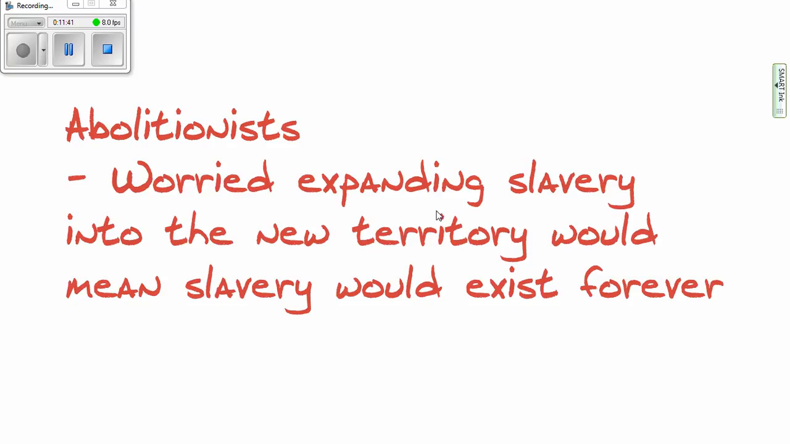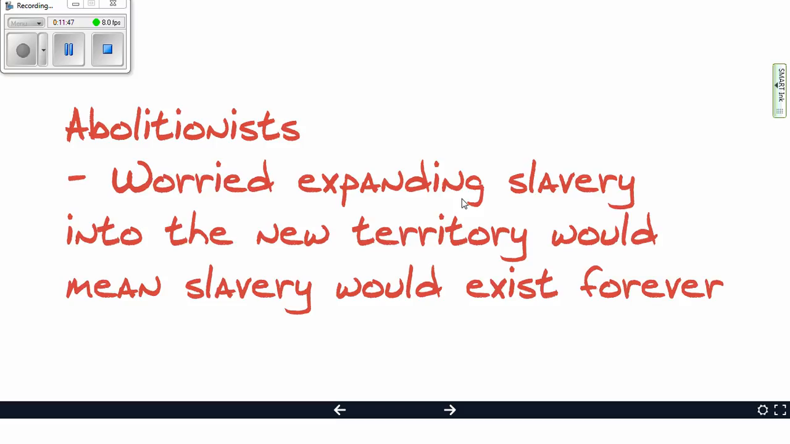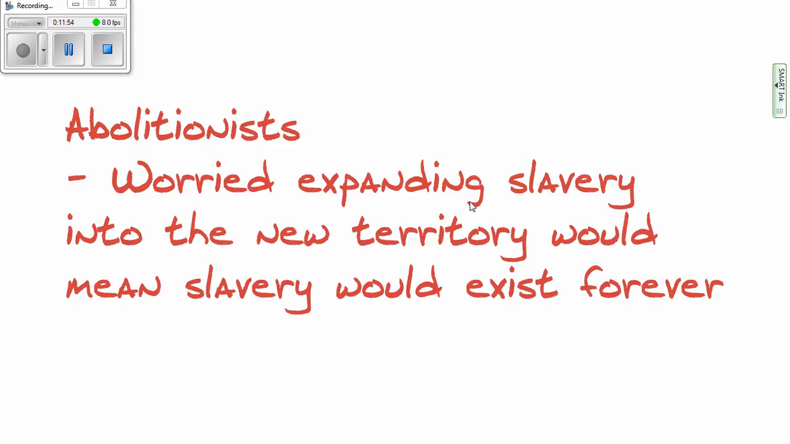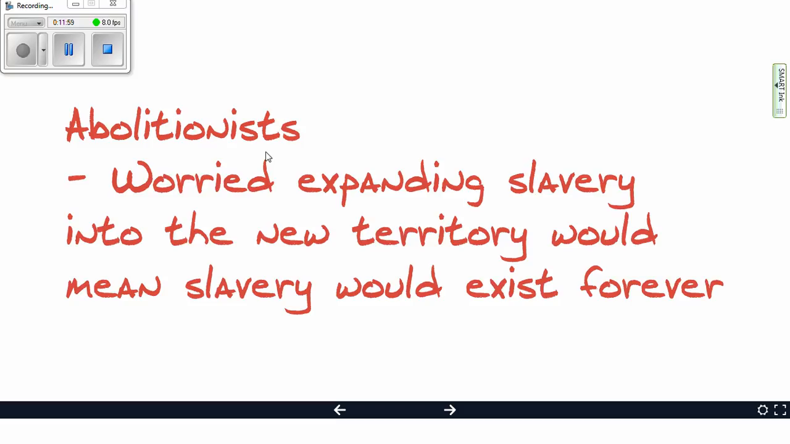In the 1800s, now people realize that, no, it's not going to go away. If slavery gets into the new territories, it's going to be there forever. And this is where the push to outlaw slavery begins, where they once thought it would just go away. Now it's, we might actually have to pass laws to outlaw it.